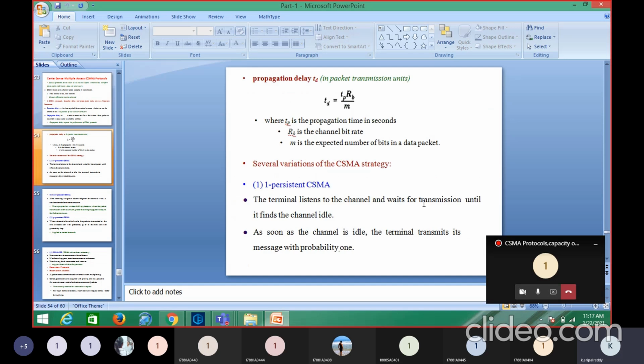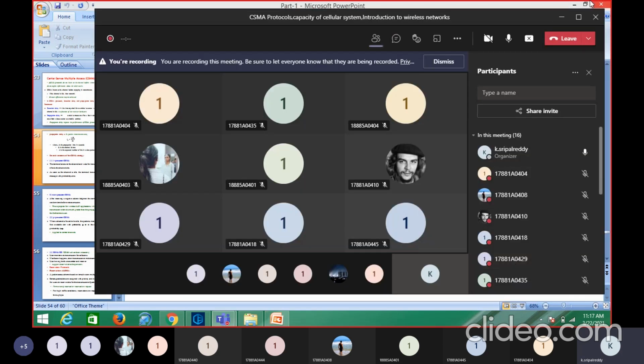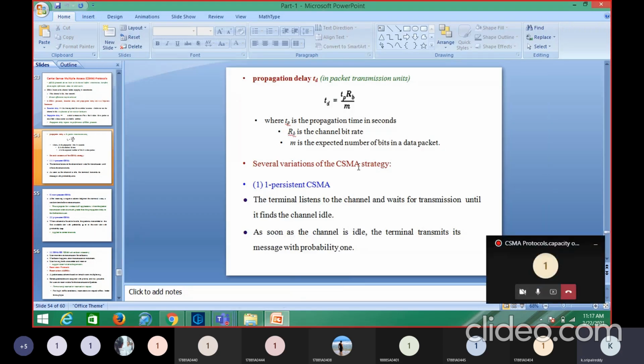The propagation delay in CSMA protocols is represented by TD equal to TP into RB by M, where TP is the propagation time, RB is the channel bit rate, and M is the expected number of bits in the data packet. This is the propagation delay formula.